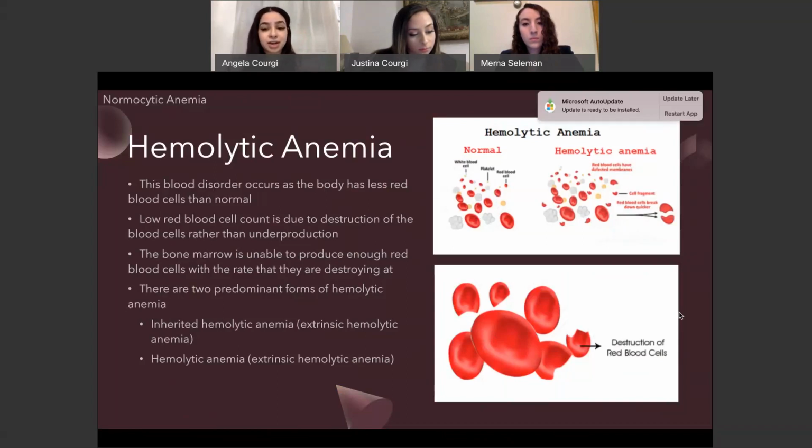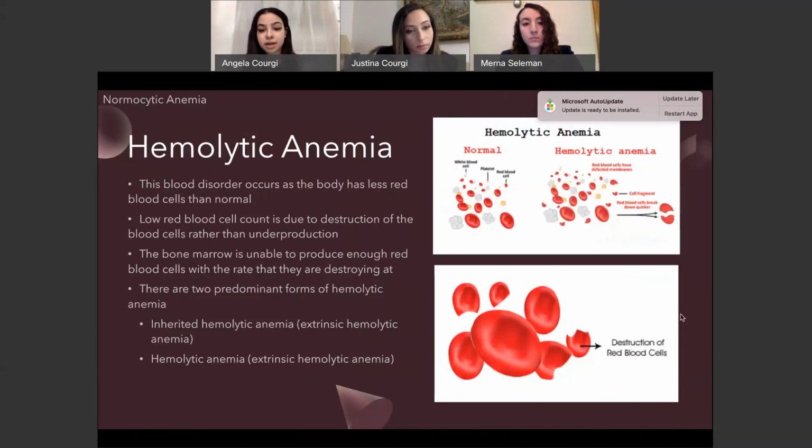One is known as inherited hemolytic anemia, also known as intrinsic hemolytic anemia. This is due to a defect in the red blood cells. The genes that control red blood cell production suddenly stop functioning the way that they should, and this leads to the destruction of red blood cells early on. Some inherited hemolytic anemias include sickle cell disease, which we will discuss shortly, thalassemia, which we've previously talked about, red cell membrane disorders, pyruvate kinase deficiency, and glucose-6-phosphate dehydrogenase deficiency.